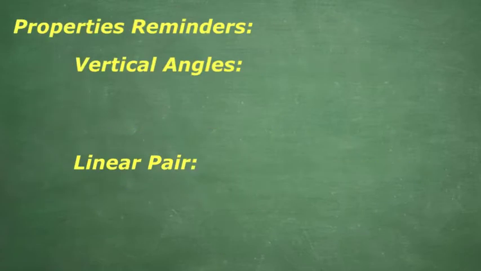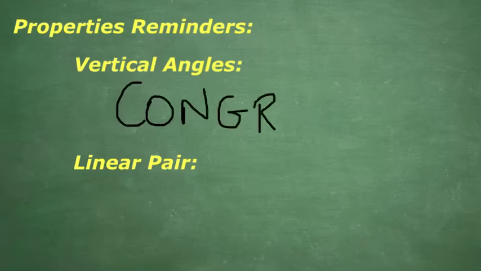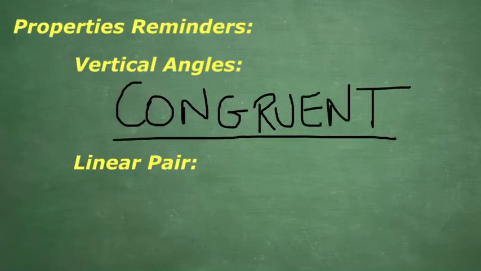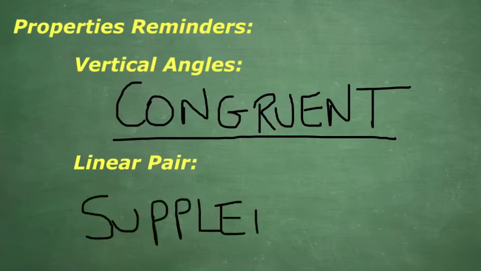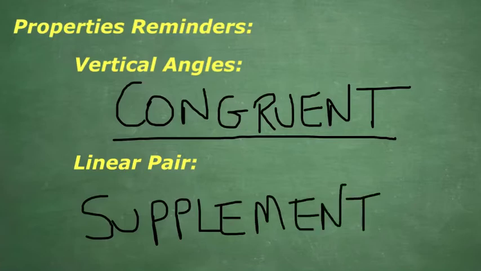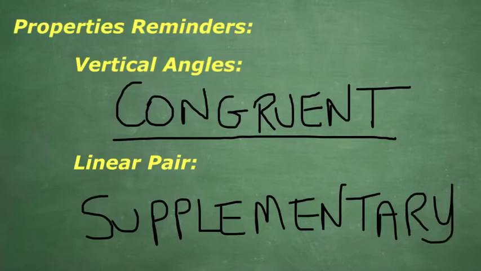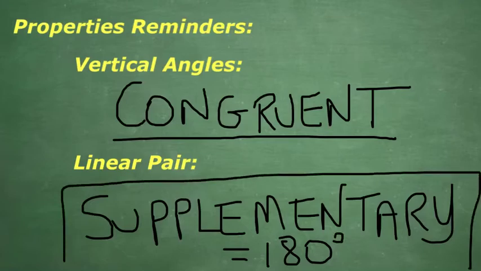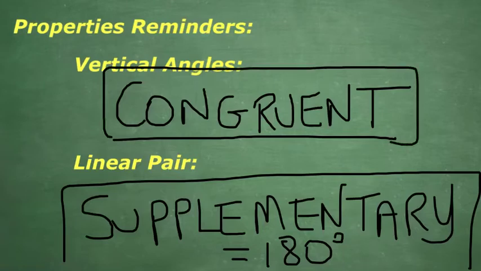Just to review some key elements of these, a pair of vertical angles are always going to be congruent to one another. Get that word nailed into your mind. That means the same. So vertical angles are always congruent, while linear pair are always supplementary, which means they have a sum of 180 degrees. Those are our big takeaways of vertical angles and linear pair.